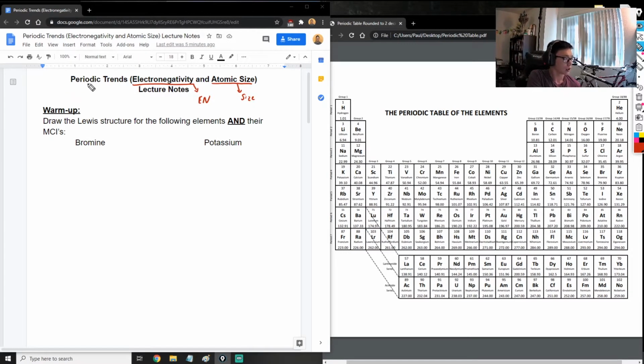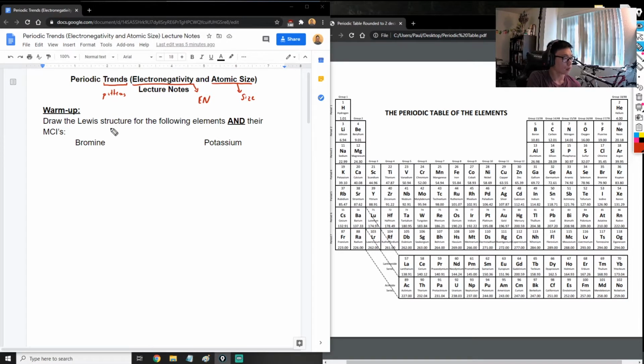Okay, so periodic trends is the topic for today, and it's basically what the name sounds like. Periodic, so we're going to be talking about the periodic table, and the trends, basically the patterns on the periodic table. That's what we're going to be discussing today.